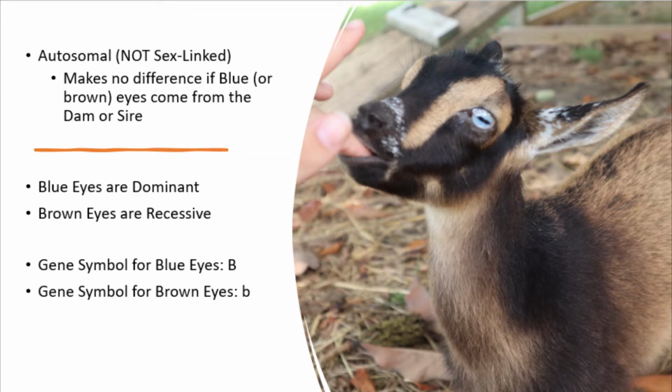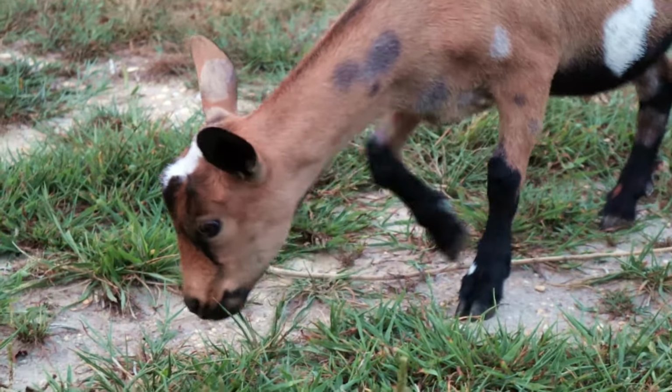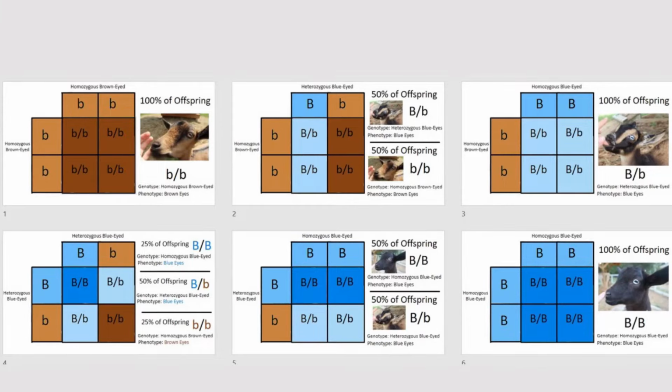The blue-eyed allele is also dominant, while the brown-eyed allele is recessive. This means that for a goat to have brown eyes, it must be homozygous, meaning it has 2 copies of the brown-eyed allele. The gene symbol for the blue-eyed allele is a capital B, and the gene symbol for the brown-eyed allele is a lowercase b. Keep in mind that when a gene symbol is capitalized, that means it is dominant to the lowercase one, which represents the recessive. With all that covered, let's take a look at the 6 different Punnett squares related to the breeding of blue and brown-eyed goats.